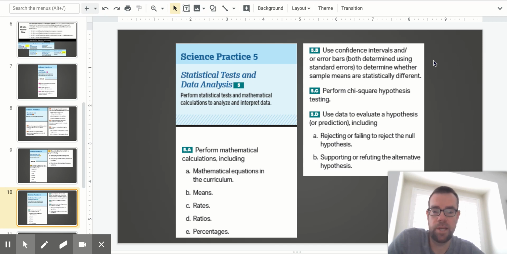Now, it's possible they could ask you to perform a chi-square test. Will they? I don't know. I can't make a prediction on that, but I do know they're going to give you data, they're going to give you a graph, and then you're going to be asked to analyze that. Now, we've done a lot of that. I feel like you guys should be good at that. And so I'm not really worried about that.